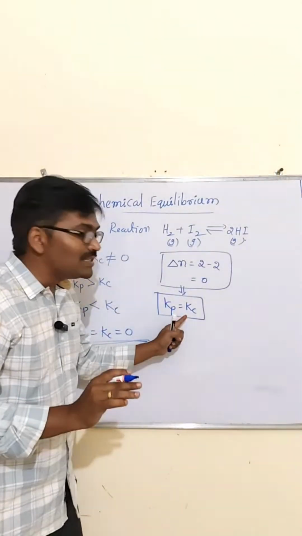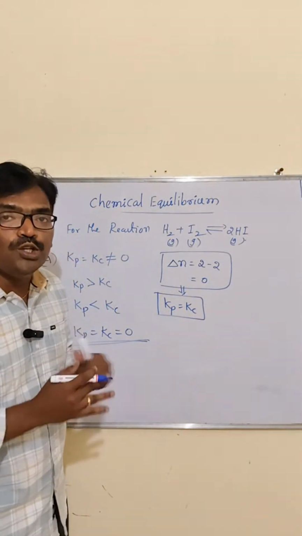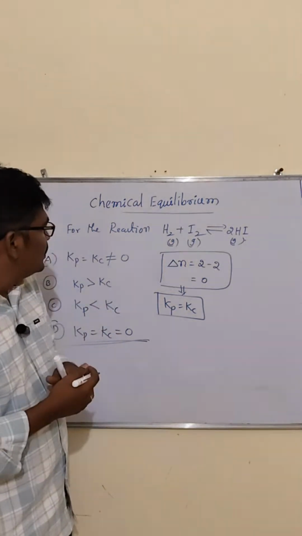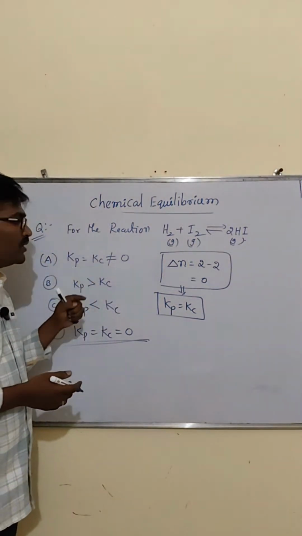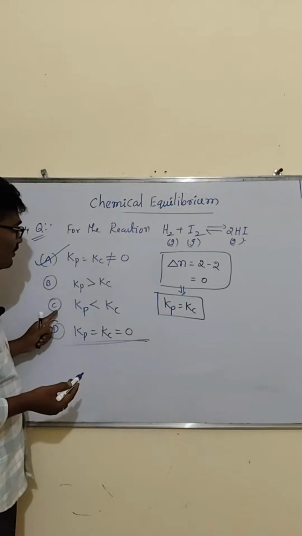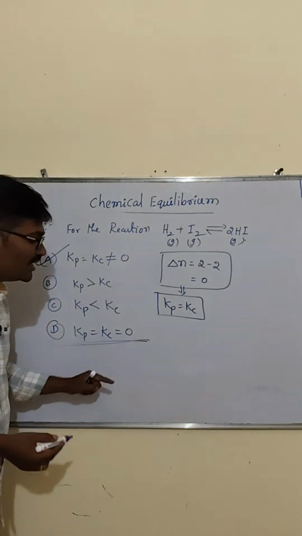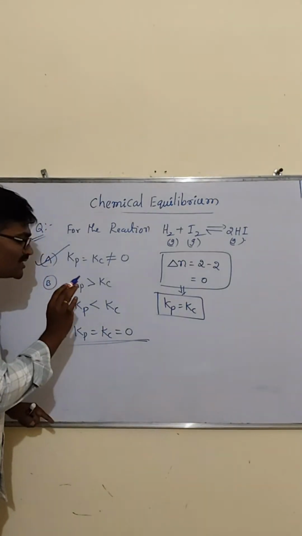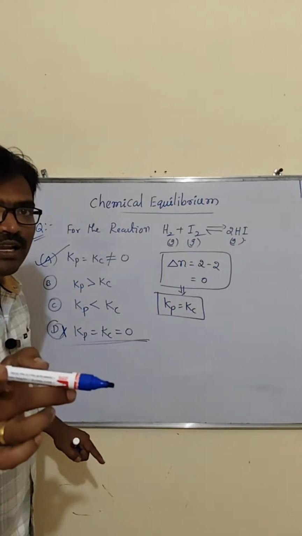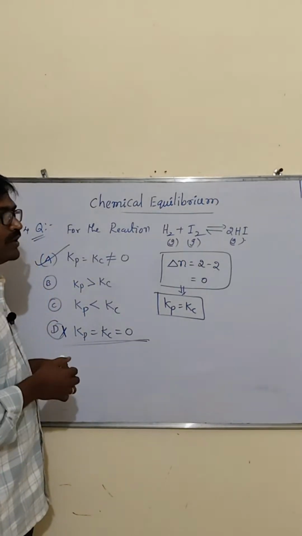But Kp, Kc not equal to 0. Some value will be there, so not equal to 0. So that is the correct answer. Wherever equals 0 is there, that is the wrong answer. Don't select such type of answer. Clear all of you? Right?